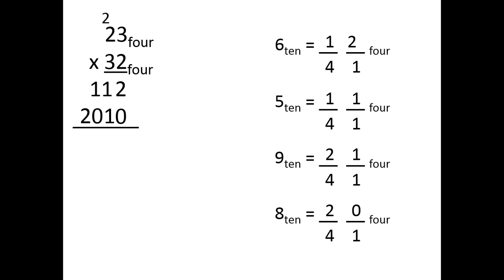So 2 plus 0 is 2. That's okay. 1 plus 1 is 2. That's a good base 4 number. 1 plus 0 is 1. That's also a good base 4 number. And then 2 is a good base 4 number. So the product is 2, 1, 2, 2, base 4.